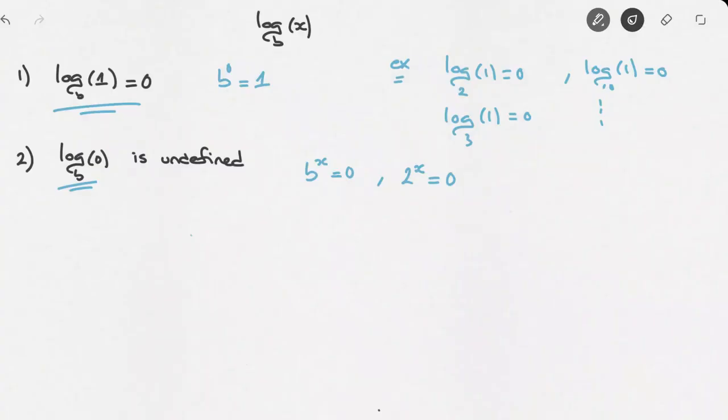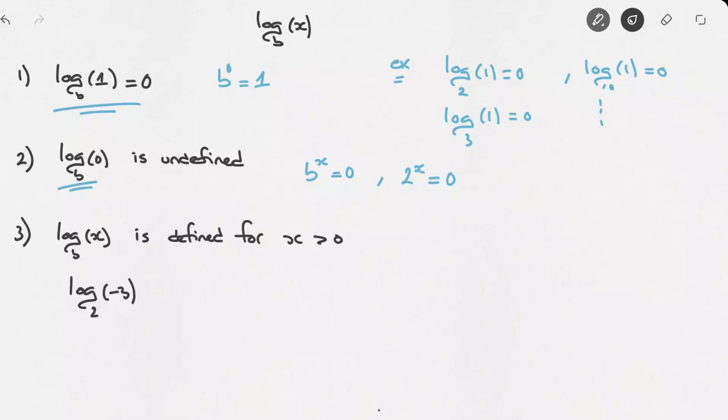The third important property that we're going to look into, and that we need to know, is that regardless of the base, log base b of x is only defined for positive values of x. So I'm just going to go and write: is defined for x greater than 0. So what this means is that numbers like log base 2 of negative 3, that is completely undefined. And let's see why that's undefined.